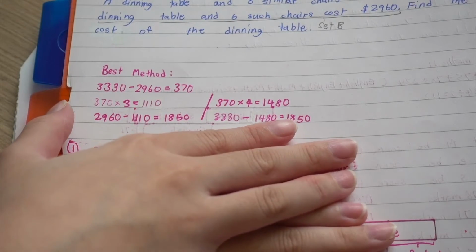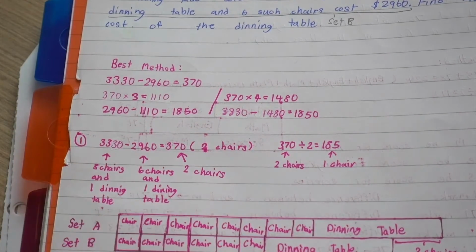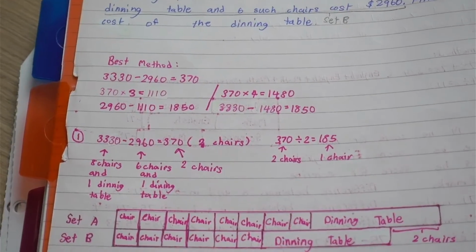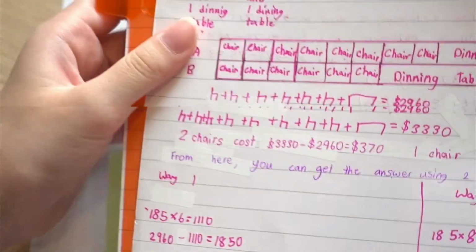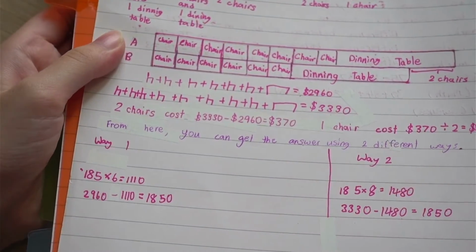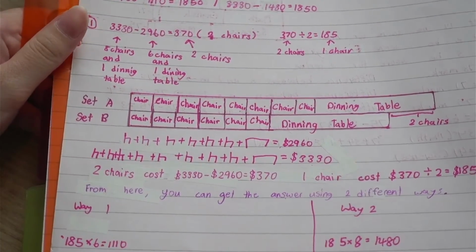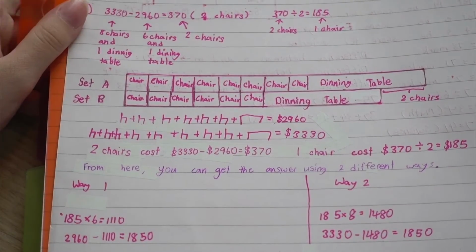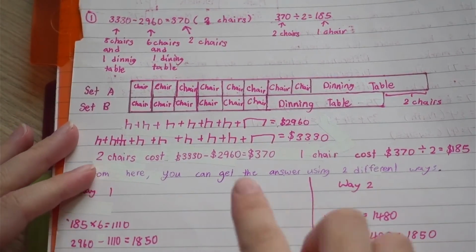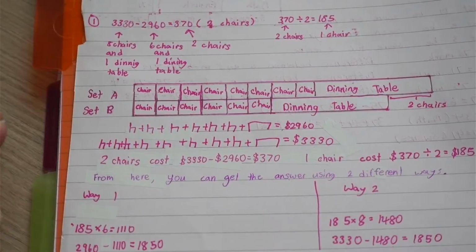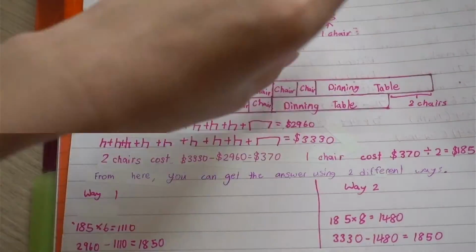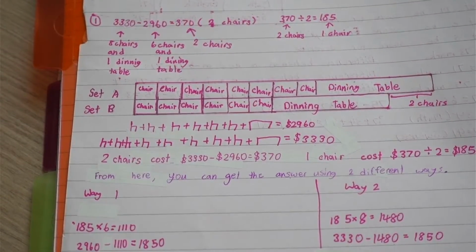You'll understand why later. So then this is the second method. It's also split into way 1 and way 2 at the end. This is the second method. Camera can't even capture all. Okay, fine, the camera can. So this is the model of all the chairs and dining table. Technically, the dining table should start at the start, but whatever, right?